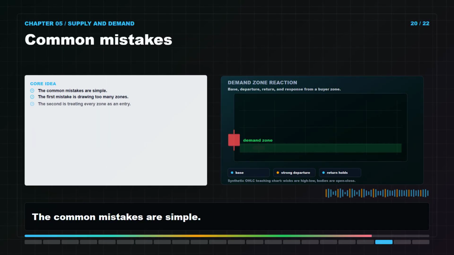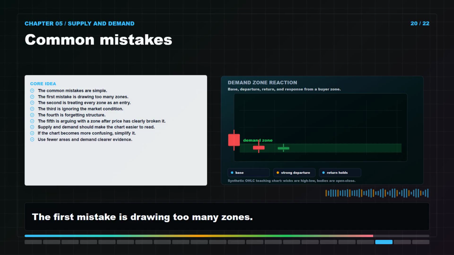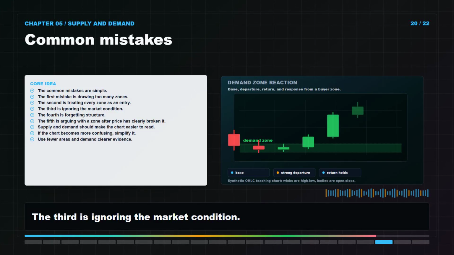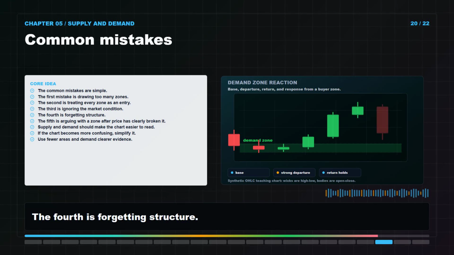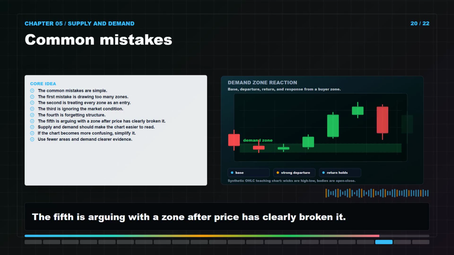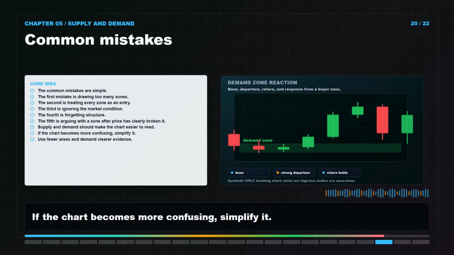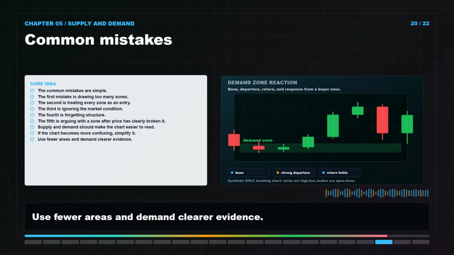The common mistakes are simple. The first mistake is drawing too many zones. The second is treating every zone as an entry. The third is ignoring the market condition. The fourth is forgetting structure. The fifth is arguing with a zone after price has clearly broken it. Supply and demand should make the chart easier to read. If the chart becomes more confusing, simplify it. Use fewer areas and demand clearer evidence.